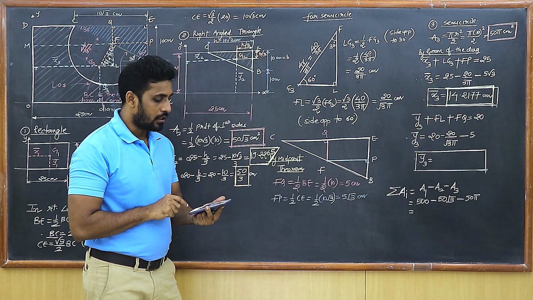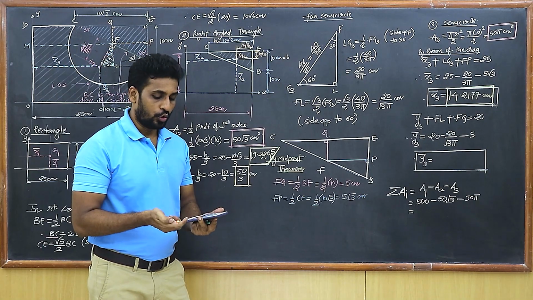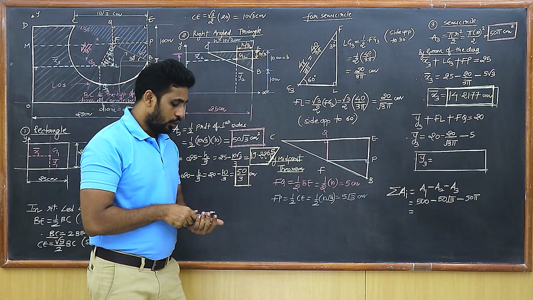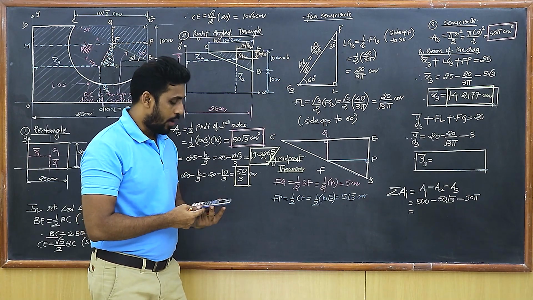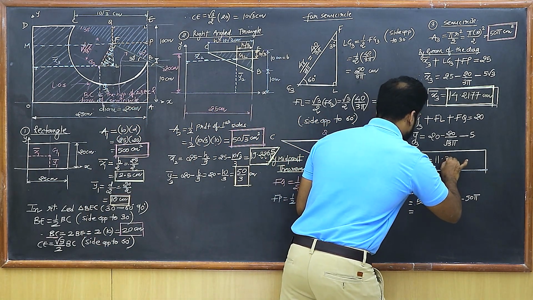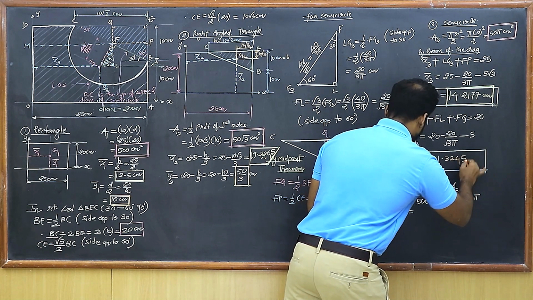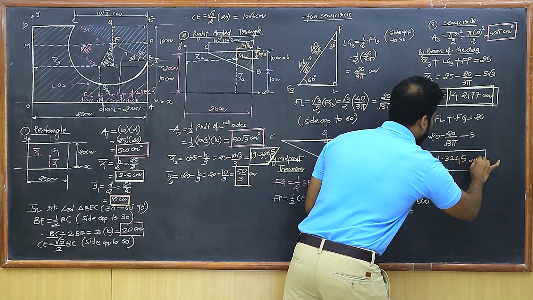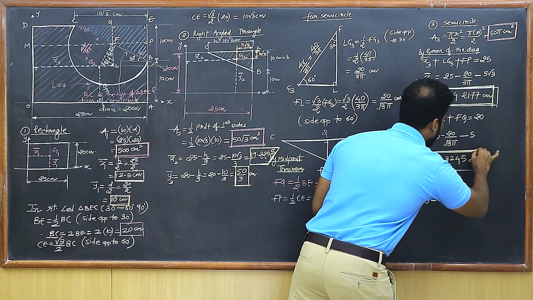So the answer that has come is 11.32474. So I'm going to write that value also here. So let's write the value of Y3 bar. It is 11.32447. I'm going to write it as 5 centimeters. So that's the value of Y3 bar, students, isn't it?